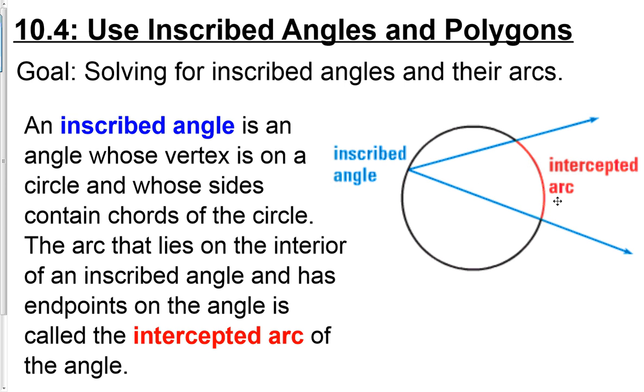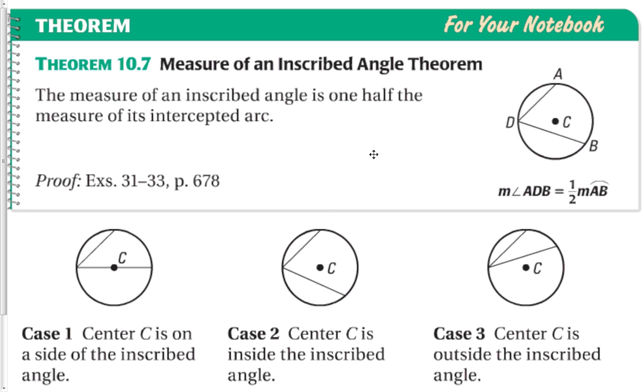The arc that lies on the inside of the inscribed angle and has endpoints on the angle is called the intercepted arc. So this part, the red, is the intercepted arc, and the blue angle right here is the inscribed angle. Now the relationship for these is the angle equals half the arc. So when we are on the circle, angle equals half arc.